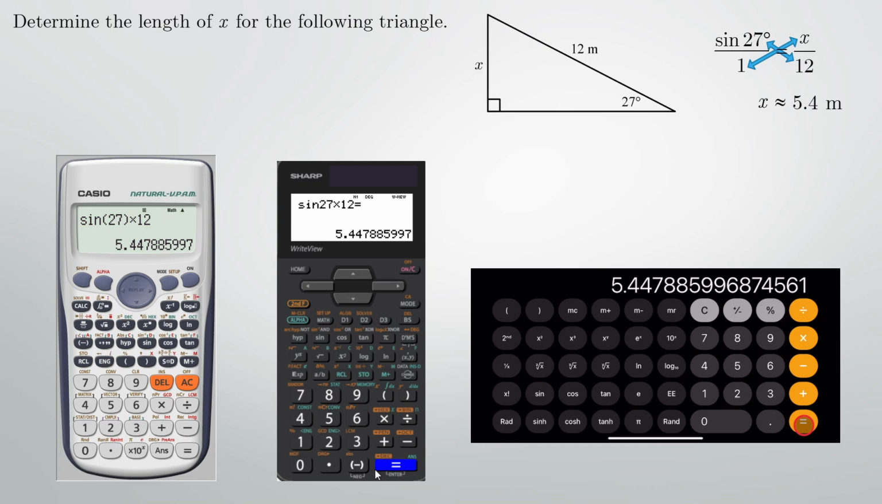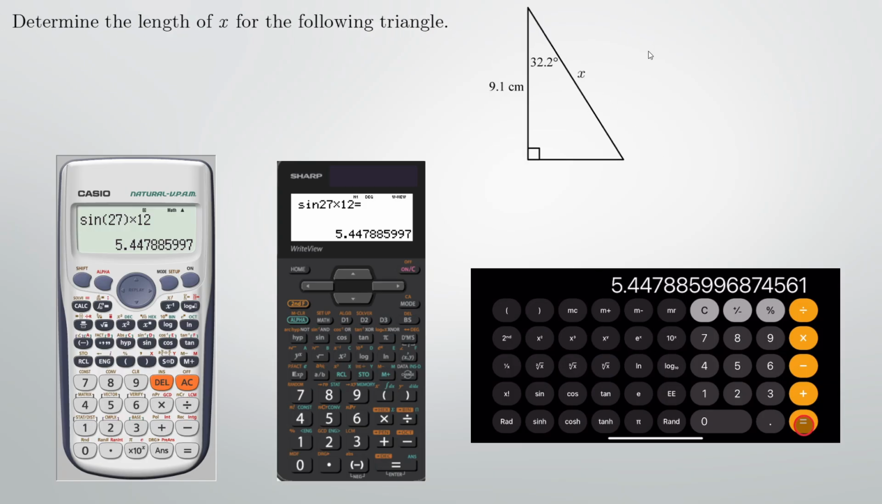Now, it can look slightly different if the side that we're finding ends up in the bottom of the fraction. So we'll do one more example to show you that. So in this example, again, we have a triangle and we're supposed to find the length of side x. Well, this time, notice that we're given the angle of 32.2 degrees. And for that angle, this 9.1 centimeters is the adjacent side and x is the hypotenuse.